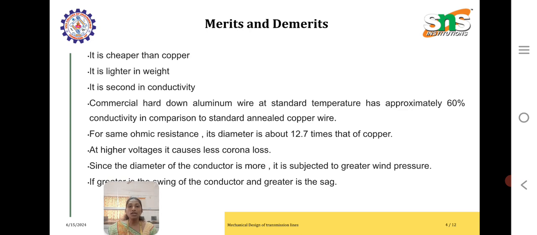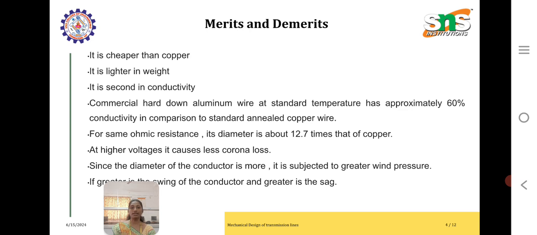Commercial hard drawn aluminium wire at standard temperature has approximately 60% of the conductivity of a standard annealed copper wire, so it can be preferred. For the same ohmic resistance, its diameter is about 1.27 times that of copper. At higher voltages, it causes less corona loss, so this can be preferred for higher voltages.